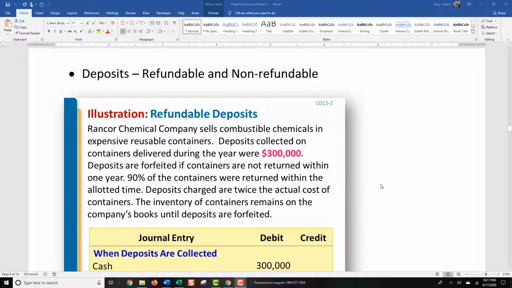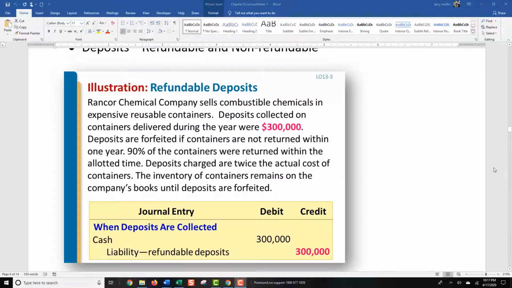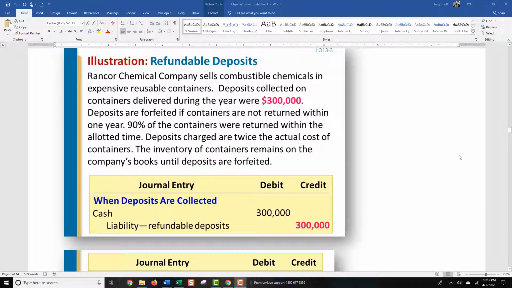Deposits. All right. Deposits, you take a deposit from somebody, you get the money, and you're going to have to give them back the money, right? So that's a liability that you're going to owe them the money. So let's look at this example. Rancor Chemical Company sells combustible chemicals in reusable containers. So they charge a deposit.